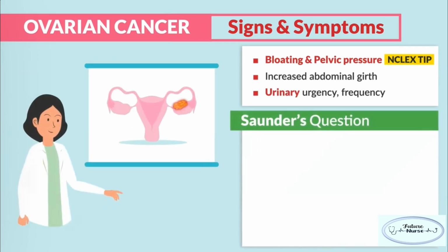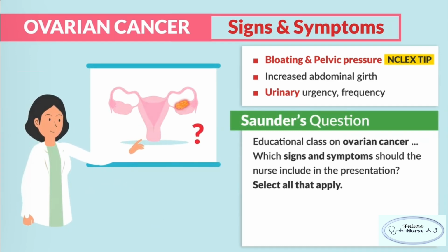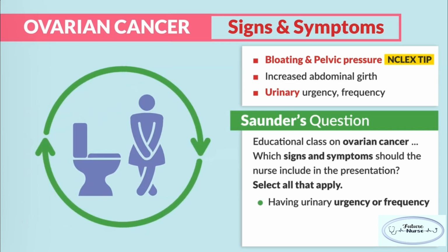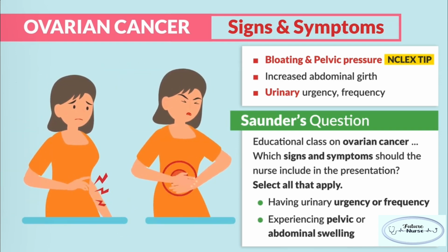Saunders mentions, educational class on ovarian cancer. Which signs and symptoms should the nurse include in the presentation? Select all that apply. Having urinary urgency or frequency. So be sure to know those key terms for ovarian cancer.